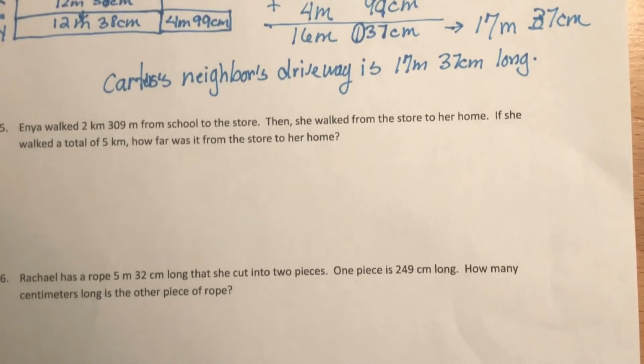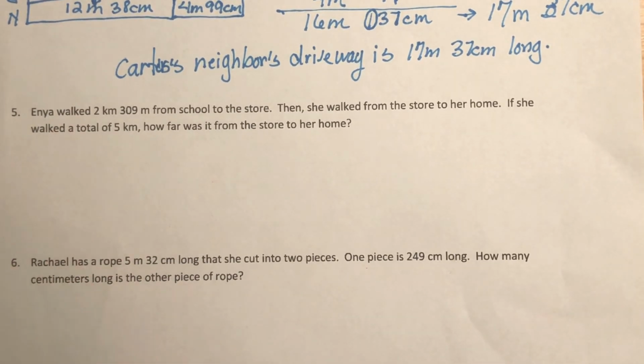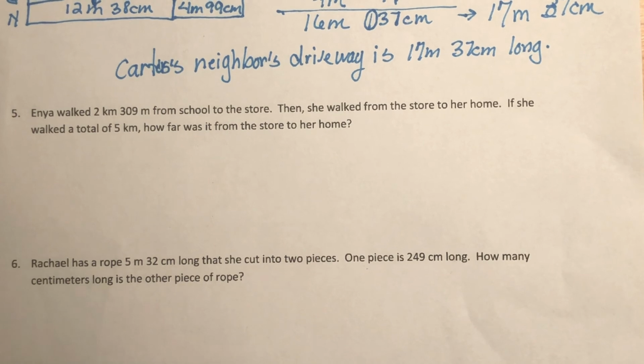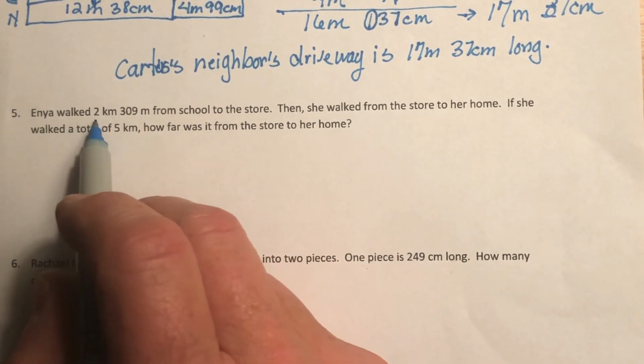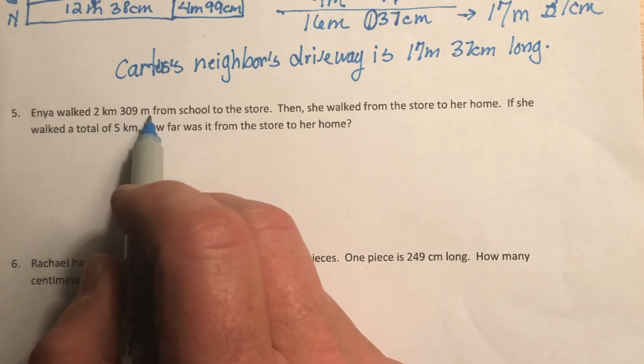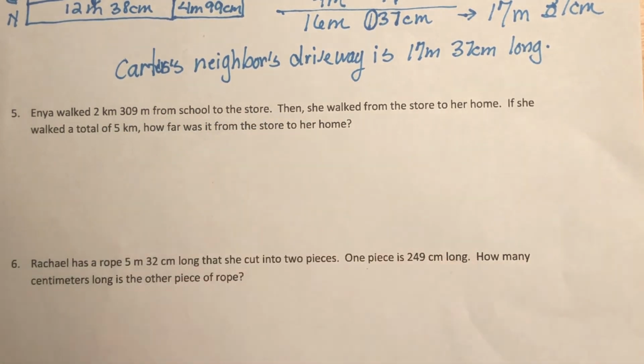I'm gonna slide up here a little bit. All right, let's read this sentence by sentence, stop at each sentence to make sure we understand what we're reading. Okay, so Anya walked 2 kilometers, 309 meters from school to the store, period, stop.